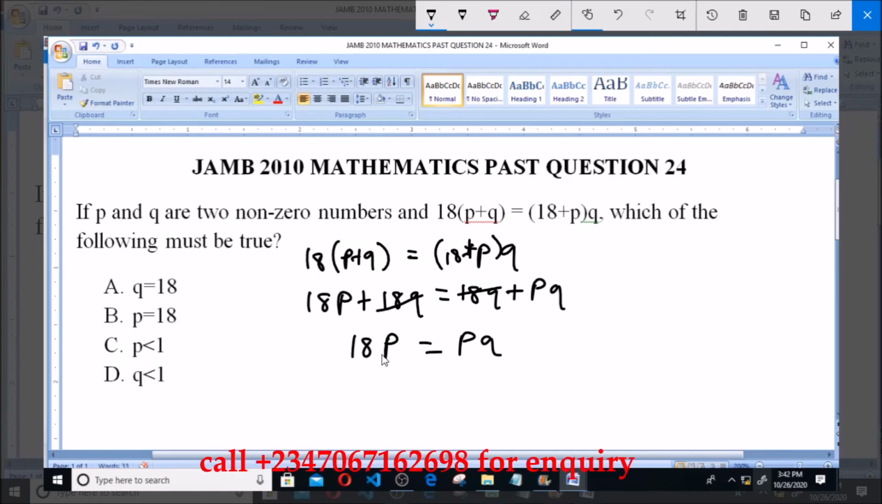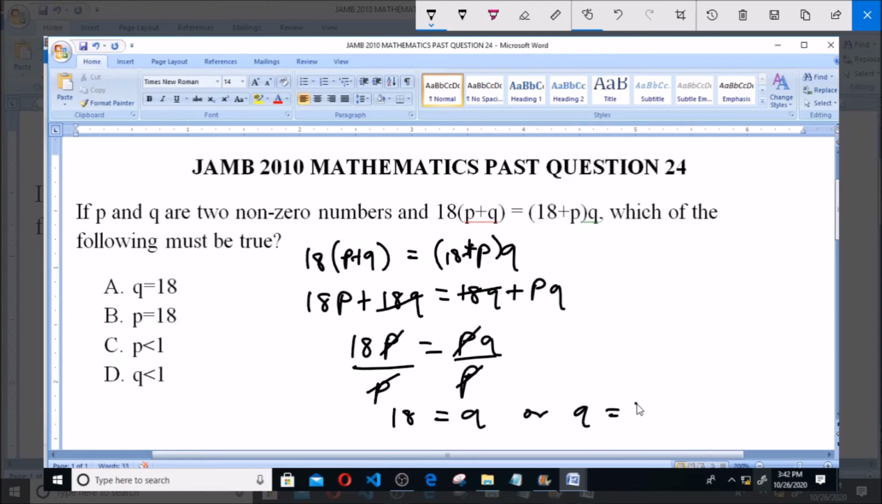Now from here, since we have P here and we also have PQ here, we can simply divide both sides by P. By dividing both sides by P, this P here we cancel, and this P we cancel. So we have 18 is equal to Q, or Q is equal to 18. So that means Q is equal to 18, and that is option A. Q is equal to 18. That's the correct answer to this question.